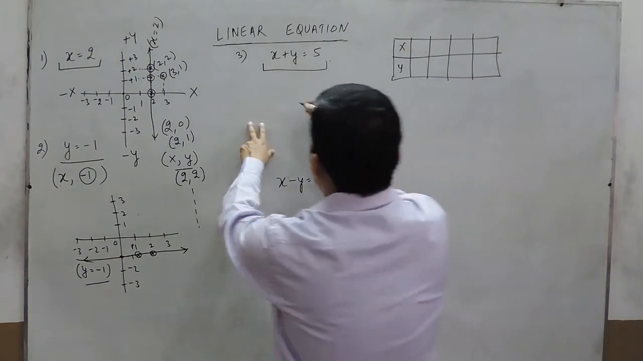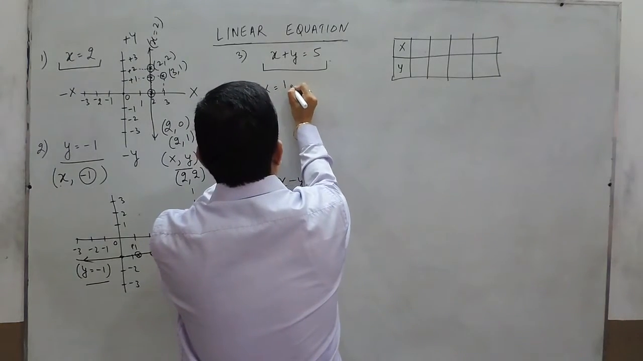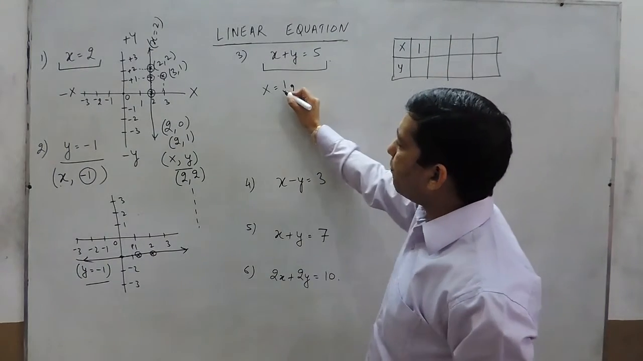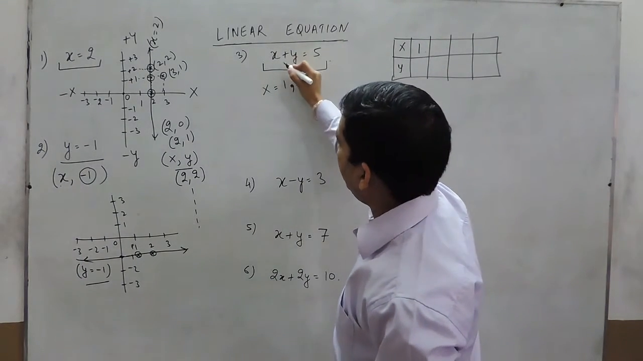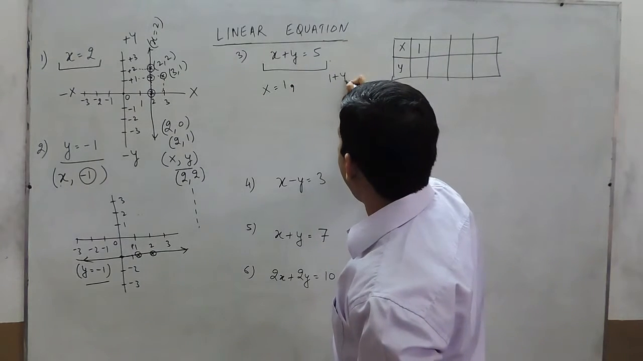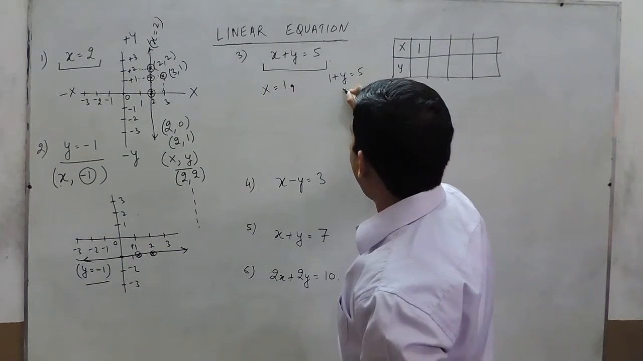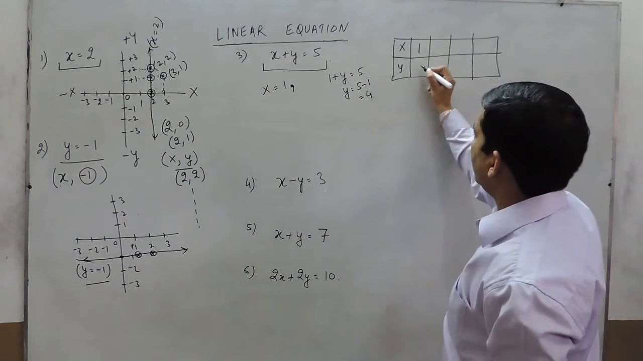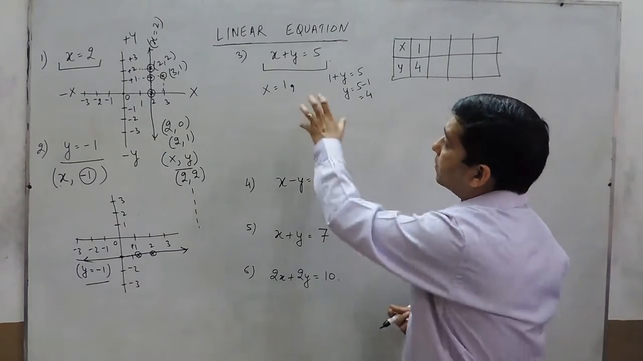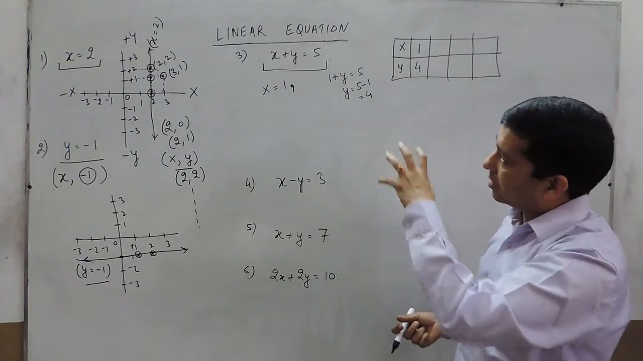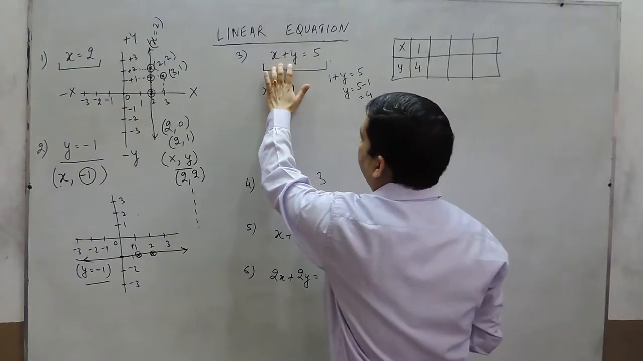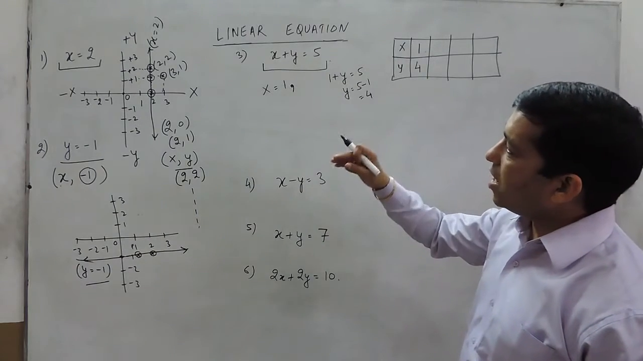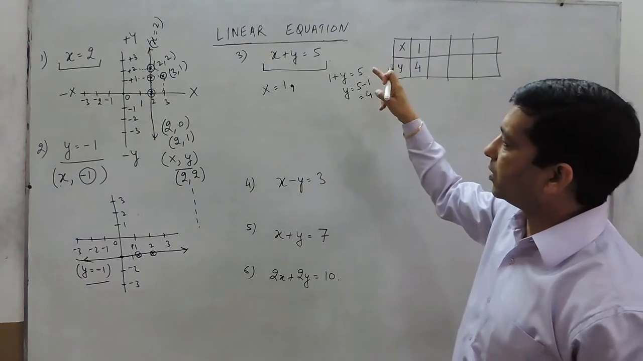Now, suppose I assume the value of x as 1. When I put the value of x here as 1, this will become 1 plus y is equal to 5, or y will come out to be 5 minus 1, which is equal to 4. So the value of y is 4. That means the values of x and y are such that the left hand side and the right hand side both are equal. That means the values of x and y are satisfying this equation.